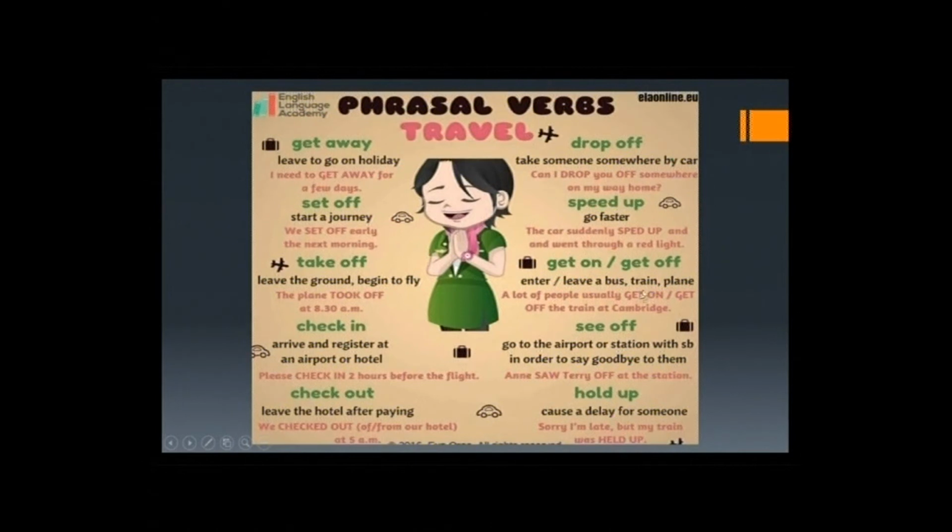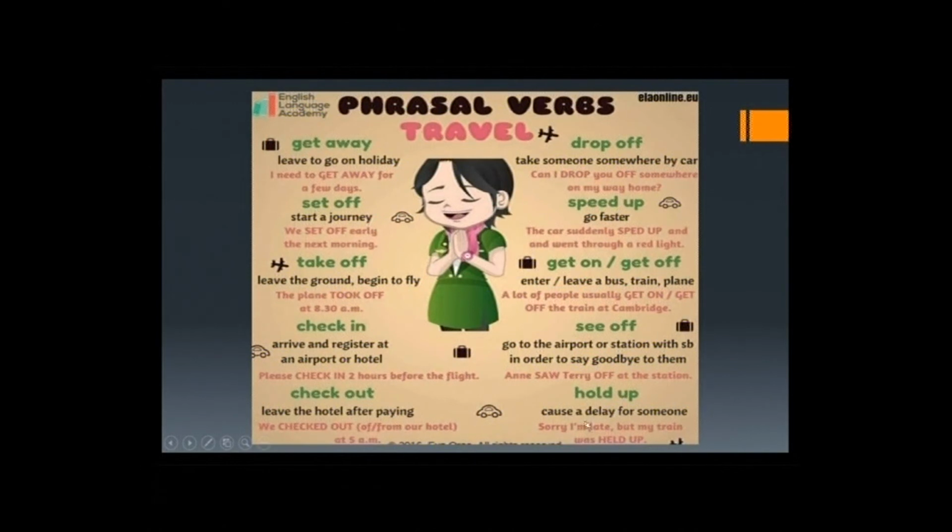It can be a train also. See off: he went to the airport or station in order to say goodbye. So see off means when any of your friend, relative or any person comes, you are going to drop them off. Clear? So you are seeing them off. Right? And when they are coming, then you are going to welcome him, receive him. So receive and see off, these are the two opposite words.